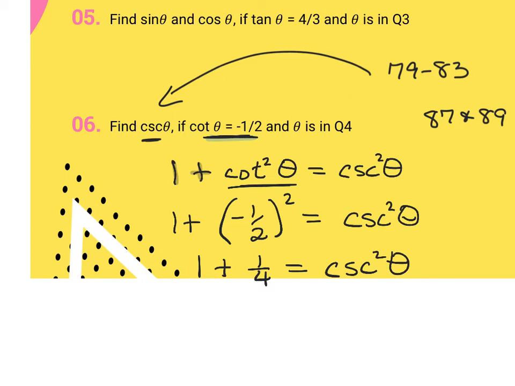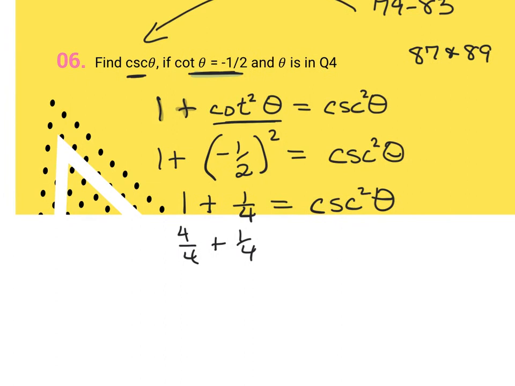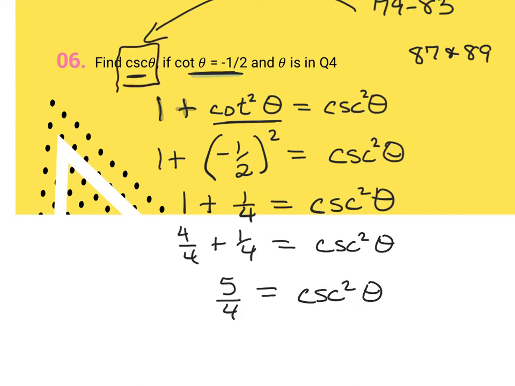Now I need to add 1 plus 1/4. I could add and just get 1 and 1/4. However, I'm going to have to square root it, so I'm actually going to make it an improper fraction. I'm going to change my whole number 1 and make it 4/4, and then I can add it to the 1/4 and get 5/4. Now, at the beginning, they asked me for cosecant theta, not cosecant squared.